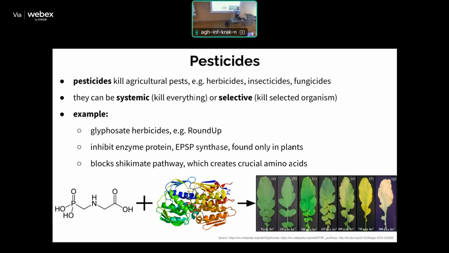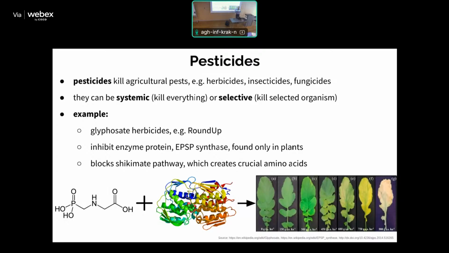They are the most common type of agrochemicals. And they can be systemic, which kill everything. This is basically a bioweapon at that point. We don't want to use them that much anymore. I mean, literal bioweapons were also used as pesticides.